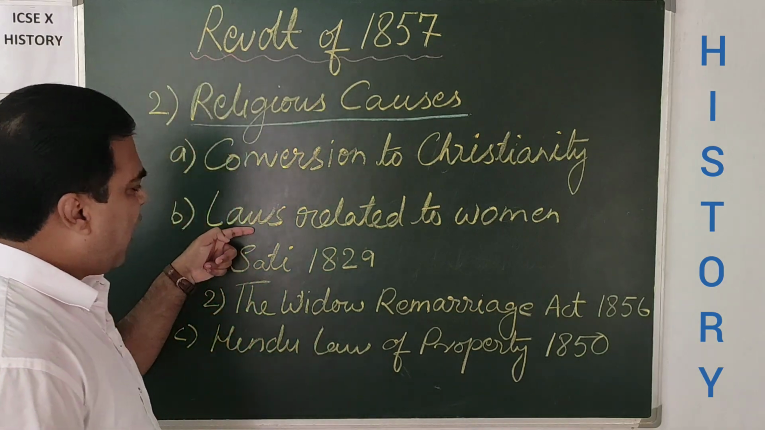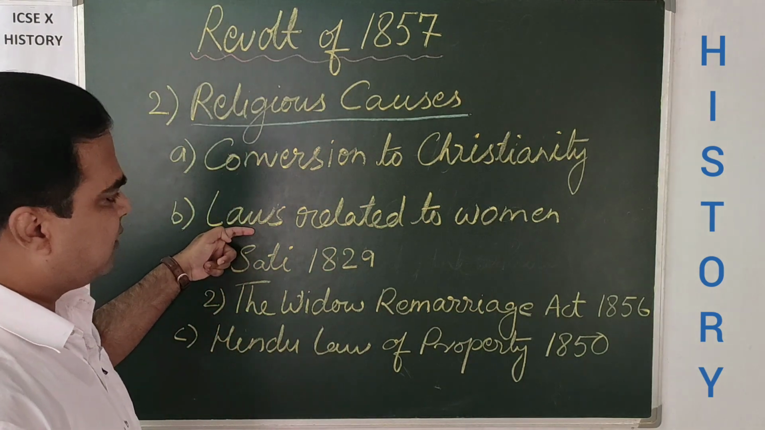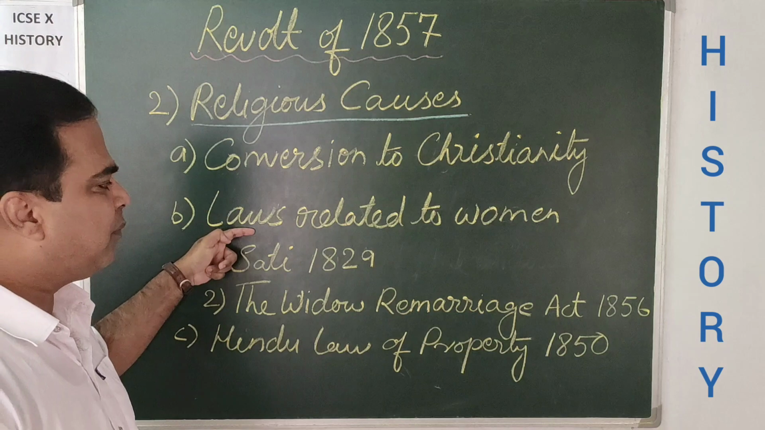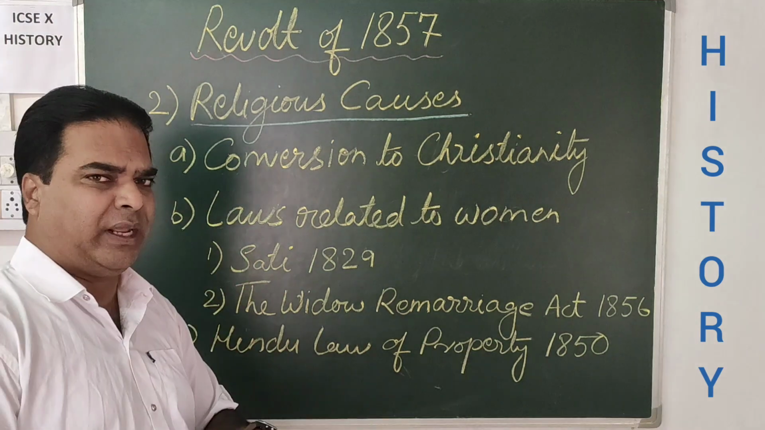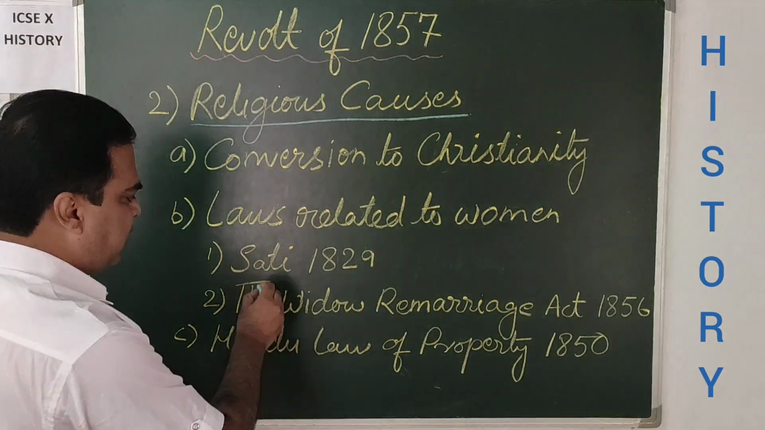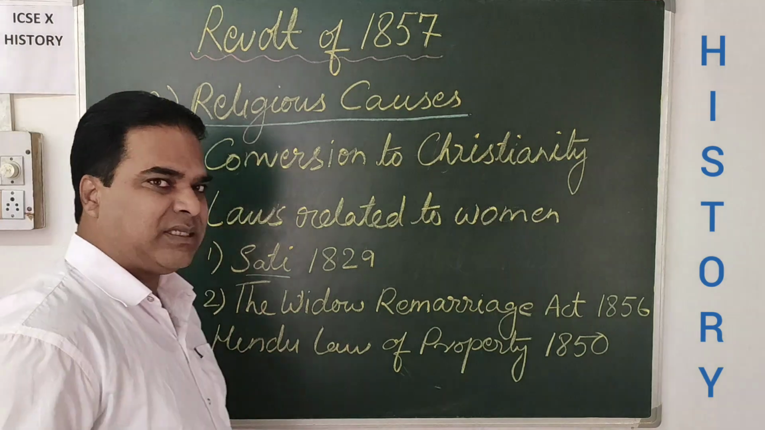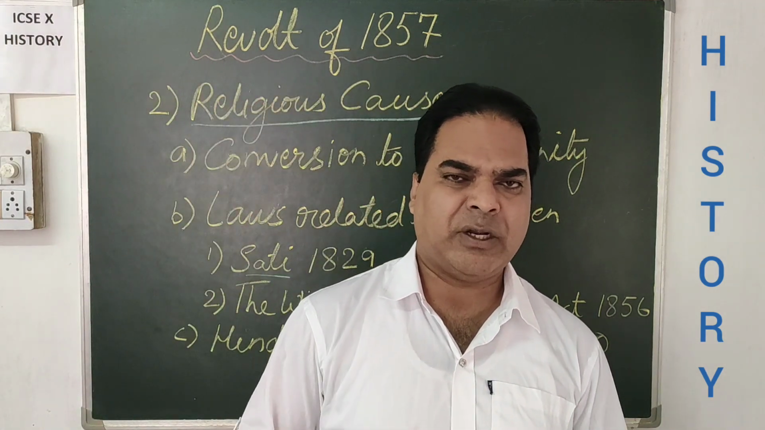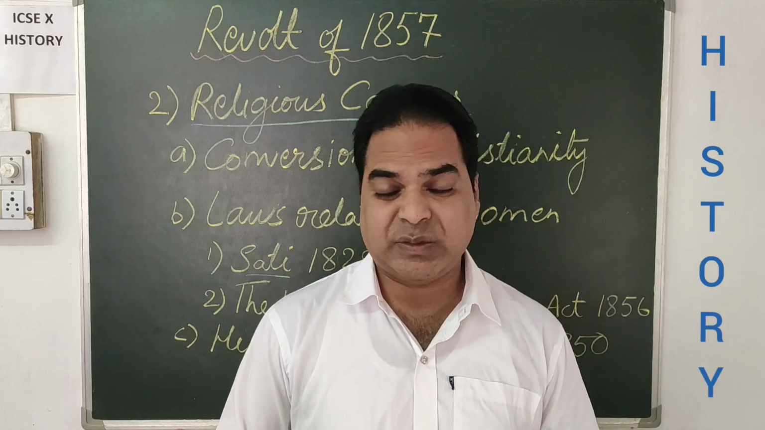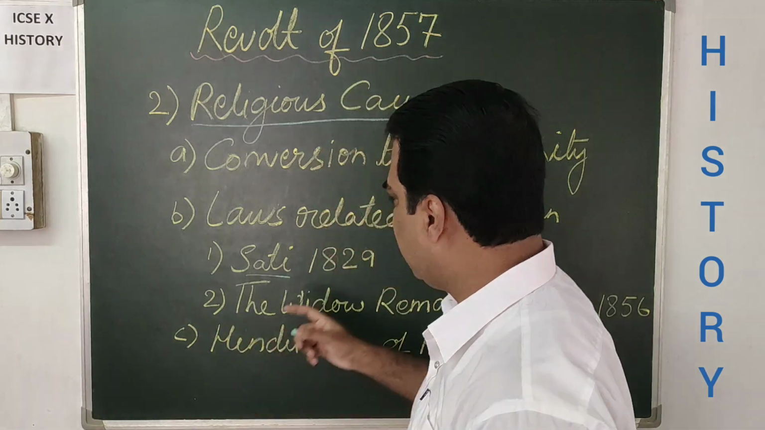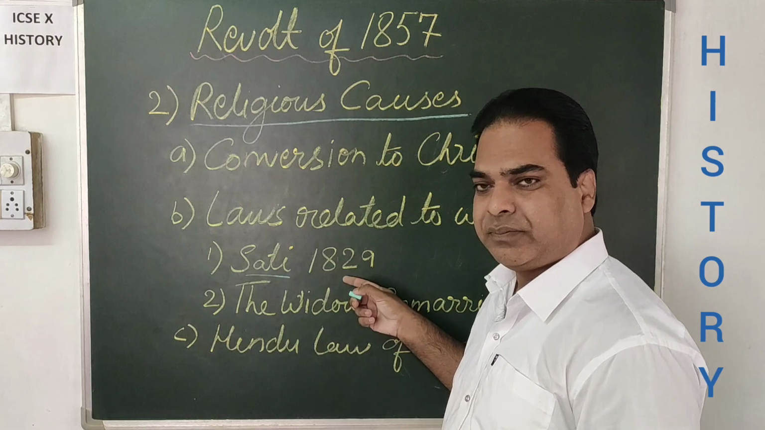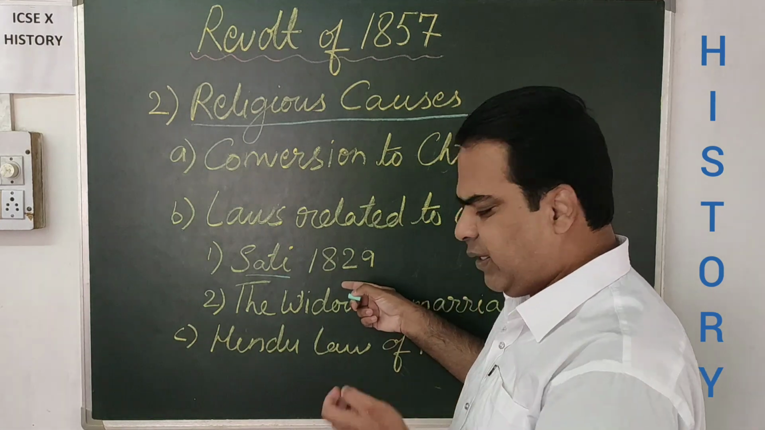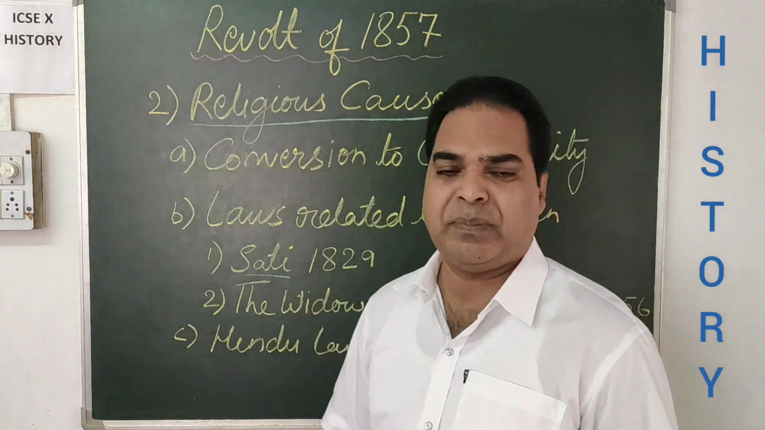And next one, another laws related to women. Laws were passed related to women, though it was good in a positive context, like the sati system, which was an age-long tradition which was followed in our country, was completely banned, and it was made a punishable offense in the year 1829. In 1829, sati was completely banned.